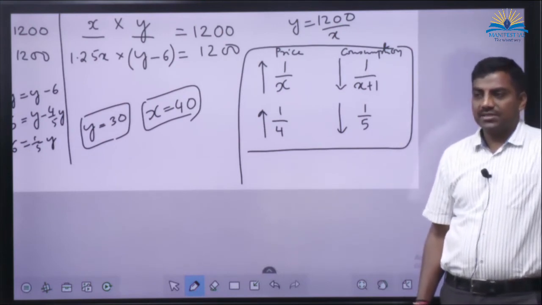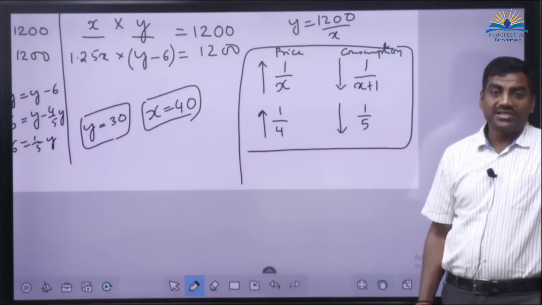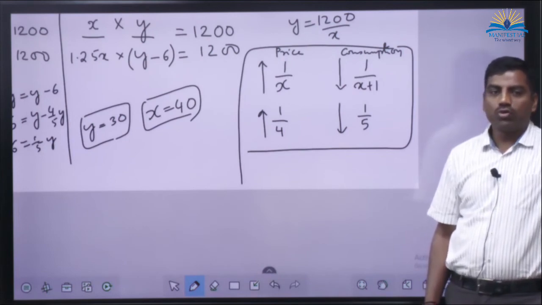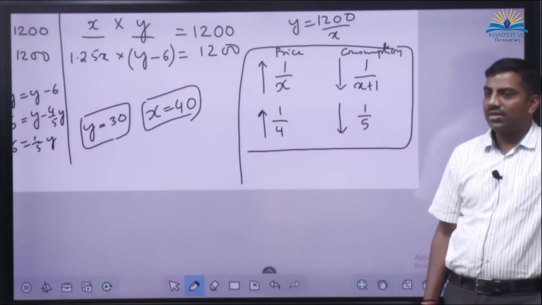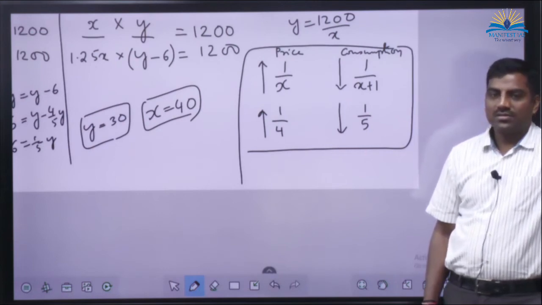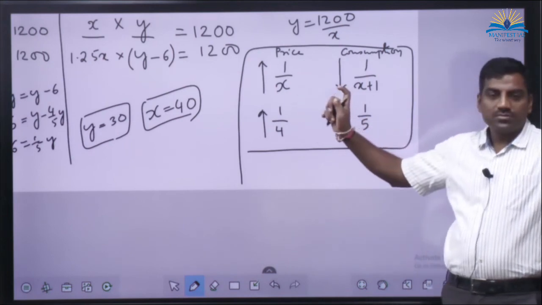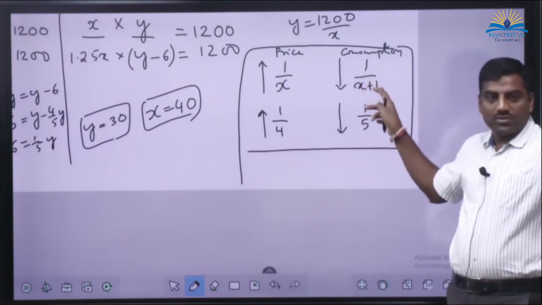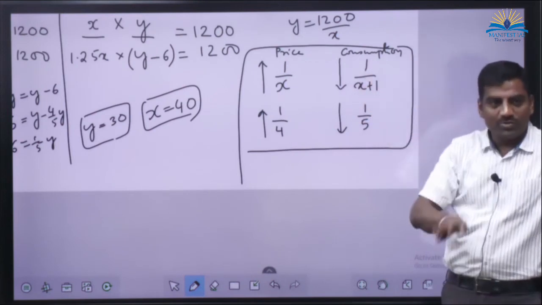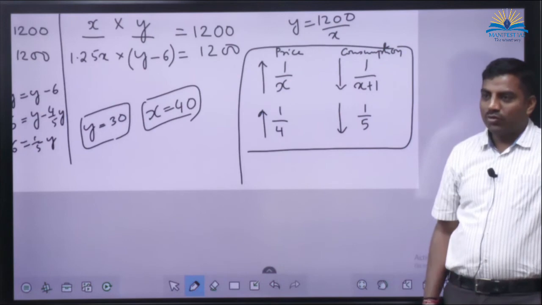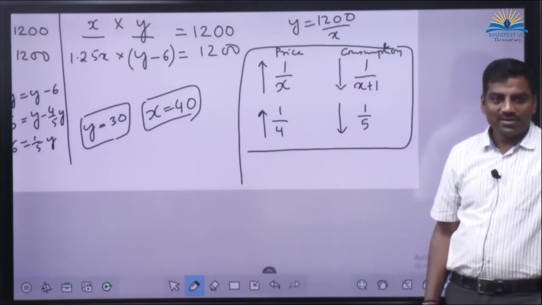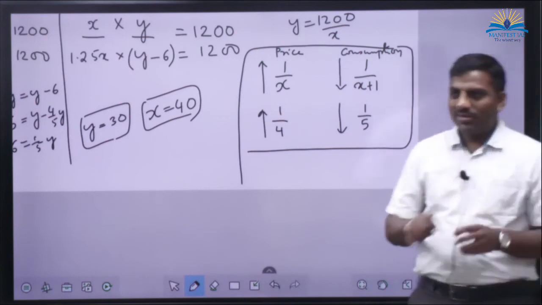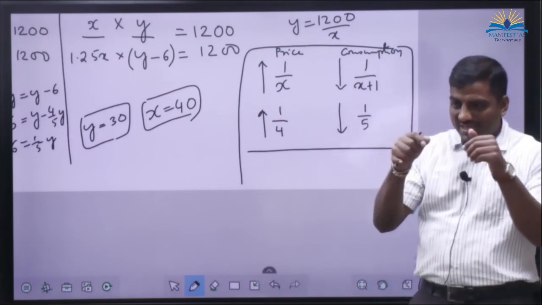If the price rise has happened by 50%, then what would have happened? 50% is what? 1 by 2. This will become 1 by 3. Your consumption will reduce by 1 by 3. When you take your own money and go to the shop and purchase, then you will calculate everything. Rather than seeing the pack, you will see the rate first.